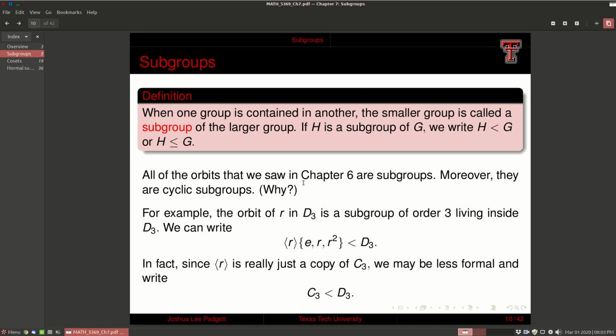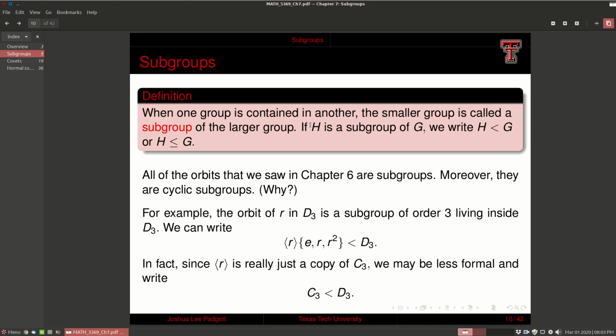I have that some object is a group. It lives inside of another group as a subset. Okay? So what do I mean? All of the objects in group H are also present in group G, but group G may have more objects. So that's what we mean by a subset.